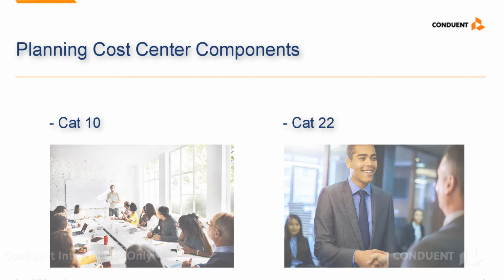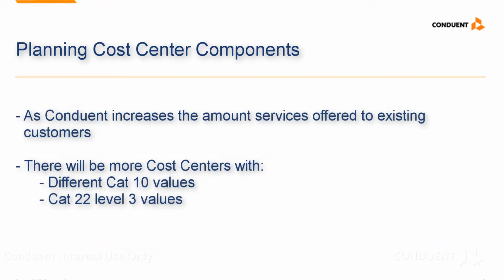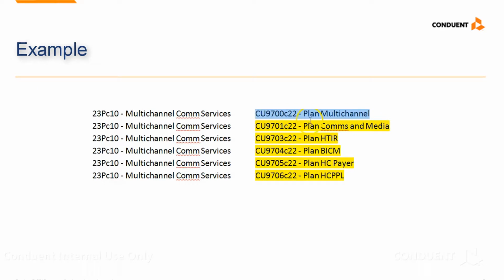As Conduent makes progress on the strategy of selling more services to existing customers, you will see more cost centers with different CAT 10 and CAT 22 Level 3 values. Here you can see an example where the Multi-Channel Communication Services CAT 10 has 6 different CAT 22s.